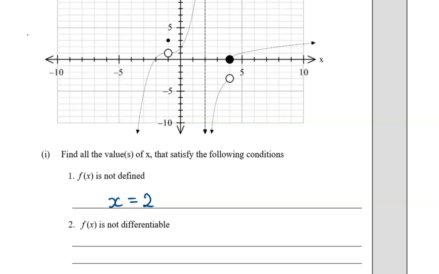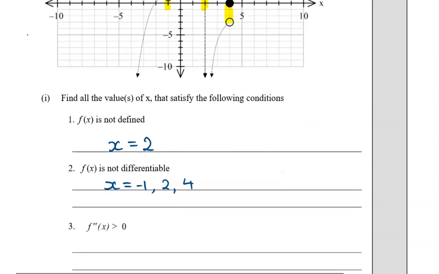So that happens anywhere that's a gap. There's this x equals 2 that we already looked at. We know if it's not defined, then it's definitely not differentiable either. We've also got this gap here, and the other one that might be a bit trickier to spot is this one just here at x equals minus 1. Because we have a hole in the graph, and anywhere that there's a hole, we can't differentiate that either. So x is minus 1, 2, and 4 gives us places where it's not differentiable.